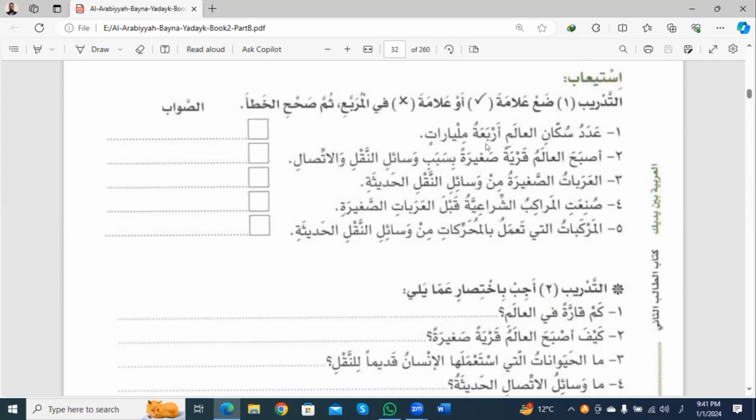العالم 4 مليارات. 4 billion? It's true, صحيح. No, it is false. 6 مليارات. 6 billion, right. Yes, أصبح. I will write العالم state. 6.